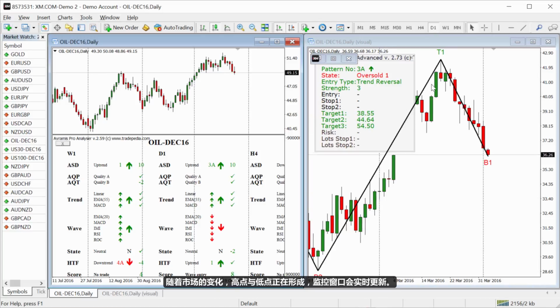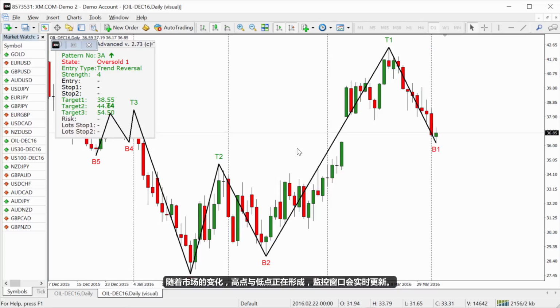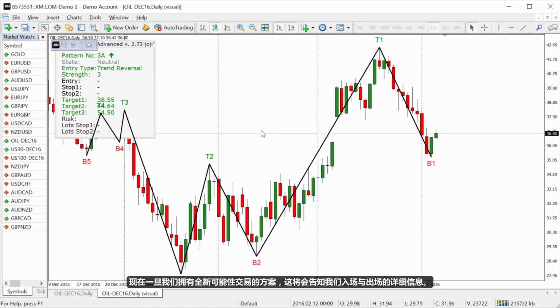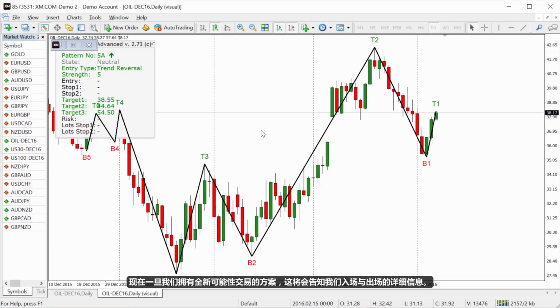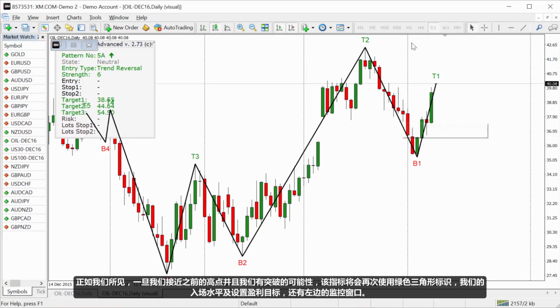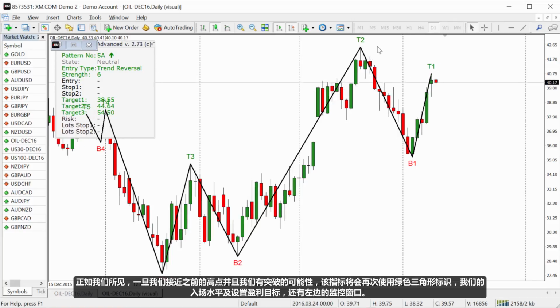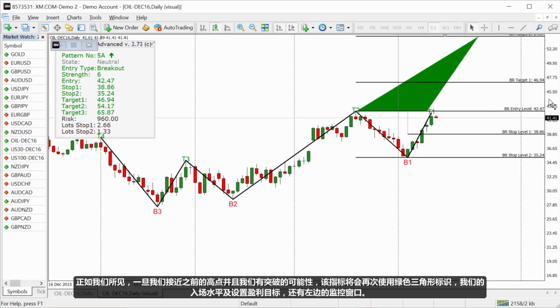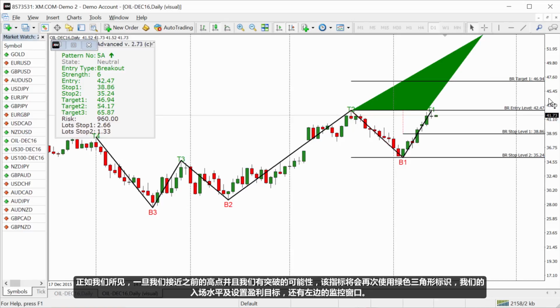Now, as the market is changing and tops and bottoms are being formed, the monitor panel is updating in real time. Once we have a new possible trading scenario, it will outline to us the details along with the entry and exit levels. As we can see, once we get close to the previous top, and have the possibility of a breakout trade, the indicator will outline to us with the green triangles again our entry level and our take profit targets. Also here in the left of our monitor panel.